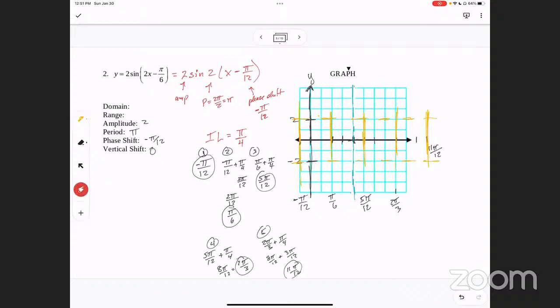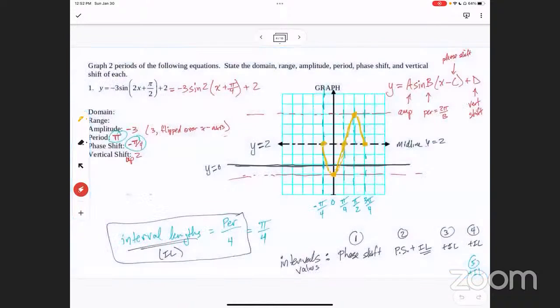Remember, what does a sine graph do? Starts in the middle or on the top or the bottom? What does the sine graph do? It starts in the middle. Okay. See how my sine graph started in the middle? Now, why did this one go down?